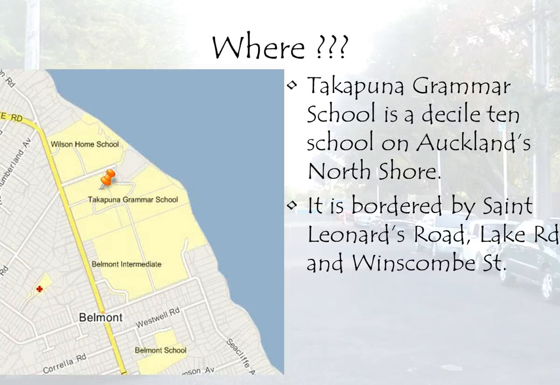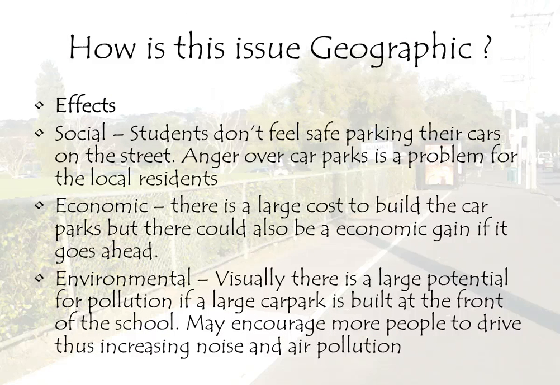You must have a map on this. It makes a lot of sense to have a map on a geography assessment, obviously. So make sure you put a map on there. How the issue is geographic, we can look at it socially, economically, environmentally. Remember, social is about people, and it should say how people feel. Economic is about the cost, so there should be some dollars attached to it. And environmental can be air pollution, noise pollution, visual pollution. It could be water pollution. So that's how we're looking at the effects of it, how it's geographic.